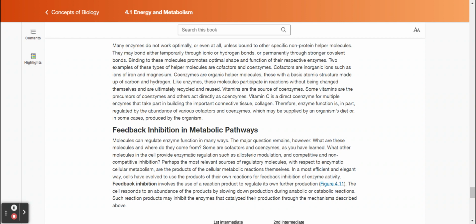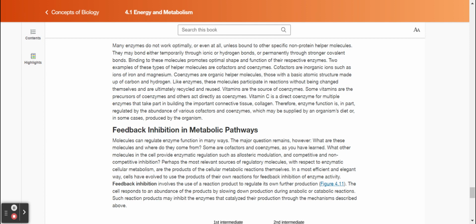Many enzymes do not work optimally, or even at all, unless bound to other specific non-protein helper molecules. They may bond either temporarily through ionic or hydrogen bonds, or permanently through stronger covalent bonds. Binding to these molecules promotes optimal shape and function of their respective enzymes. Two examples of these types of helper molecules are cofactors and coenzymes.